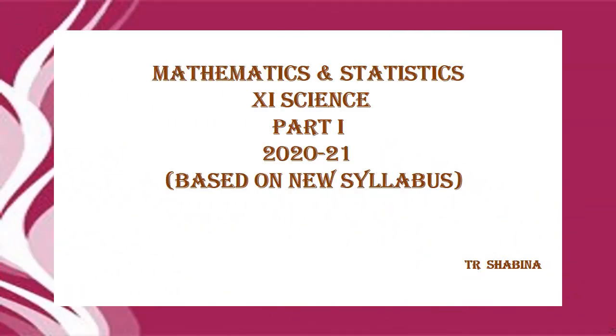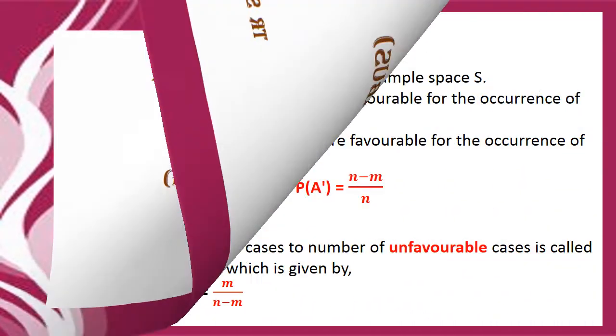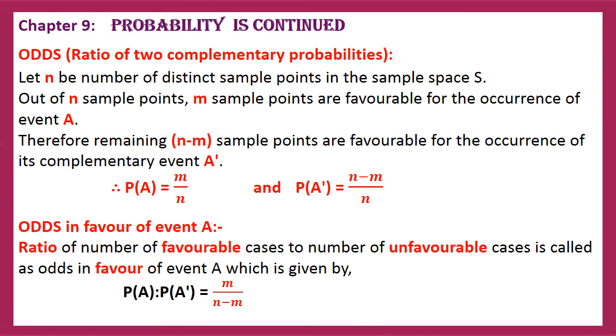Students, today we will be learning a new term, odds in probability. That is, odds means the ratio of two complementary probabilities. Now we learn about odds in detail. Odds, ratio of two complementary probabilities. Complementary probabilities we have already learned. That is, the probabilities of complementary events.